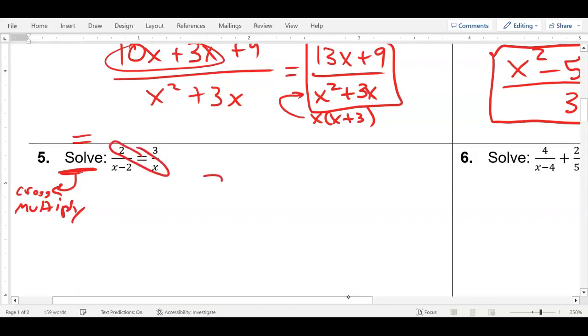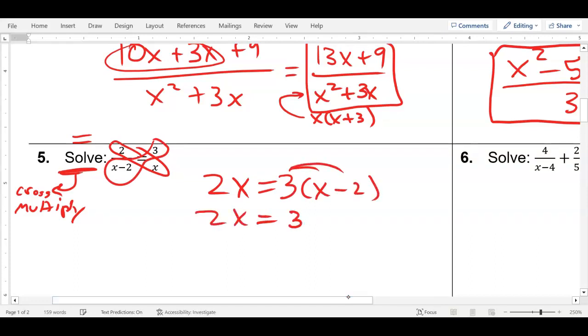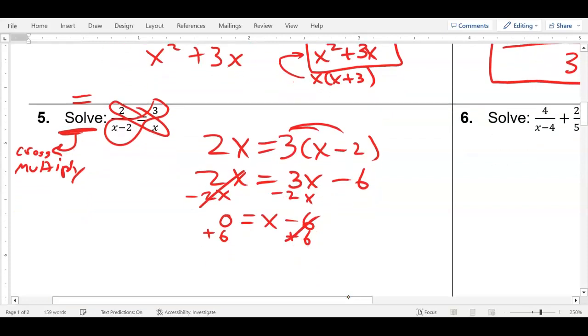So 2 times x is 2x equals, and 3 times x minus 2, you can distribute that 3. 3 times x is 3x, 3 times negative 2 is negative 6. And then you can solve for x. You get rid of the smaller x. Now, if everything cancels, that's 0. 3 minus 2 is 1x. And you get rid of the minus 6 by adding 6 to both sides. 0 plus 6 is 6.